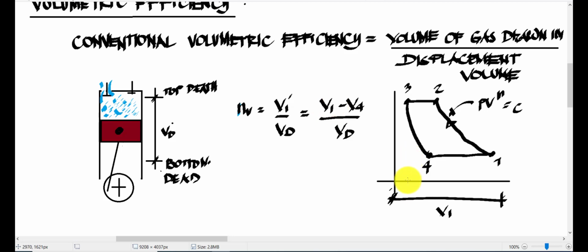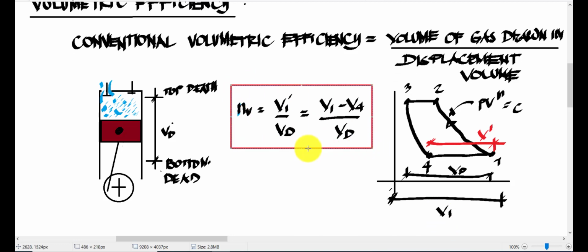Now for the volume displaced, how much is being drawn by the system? Starting from here, we have your VD, that will be the volume displaced. For your V1, our V1 is also from here, V1 prime. So this represents your V1 prime. Sometimes the volume displaced is given in the problem, and sometimes your V1 will be given in the problem. So that represents our equation.